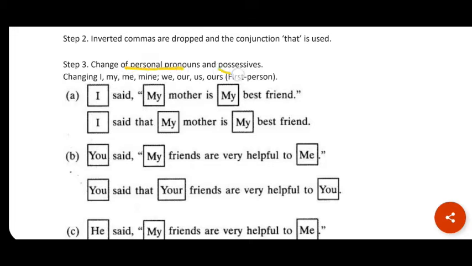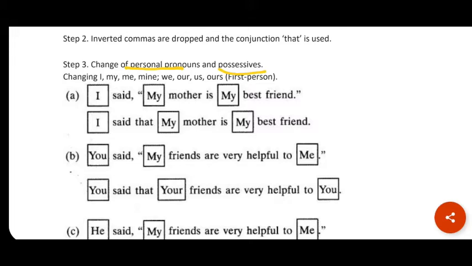How to change personal pronouns and possessives? So I, my, me, mine, we, our, us, ours. So these are all first person pronouns and possessives. So let us see how to change the personal pronouns or possessives.